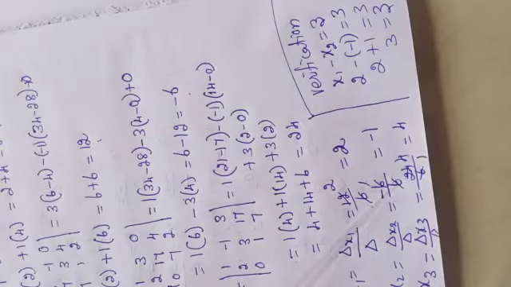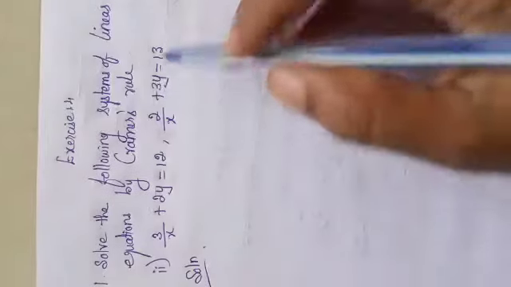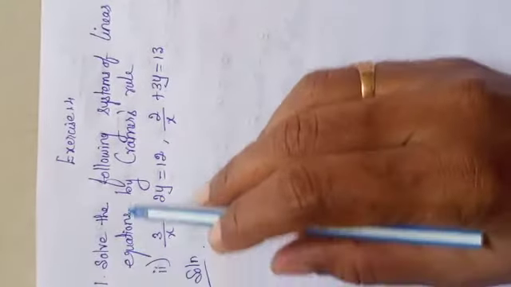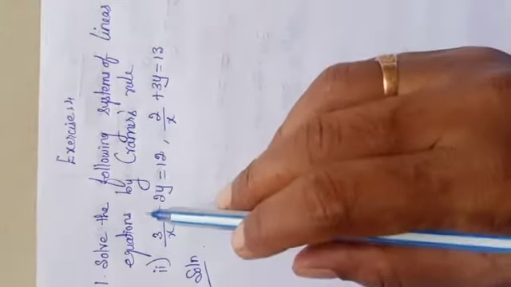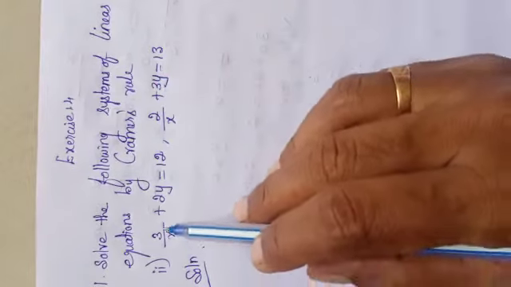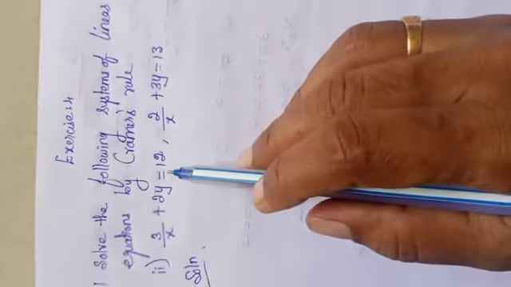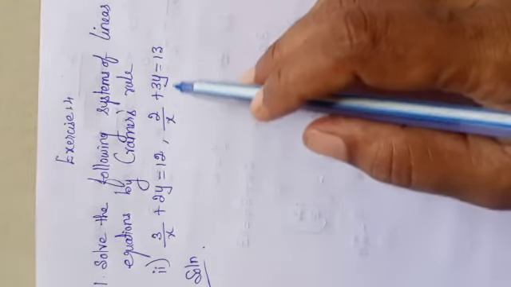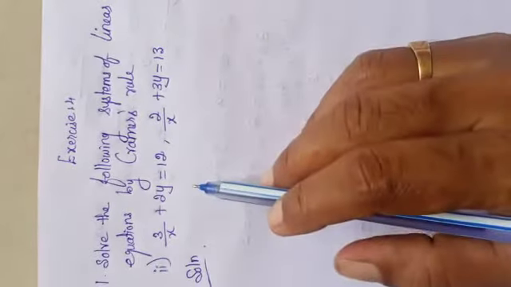Would you understand this? Now exercise 1.4. First problem. Solve the following system of linear equations by Cramer's rule. Subdivision 2. 3 by x plus 2y equal to 12. 2 by x plus 3y is equal to 13.